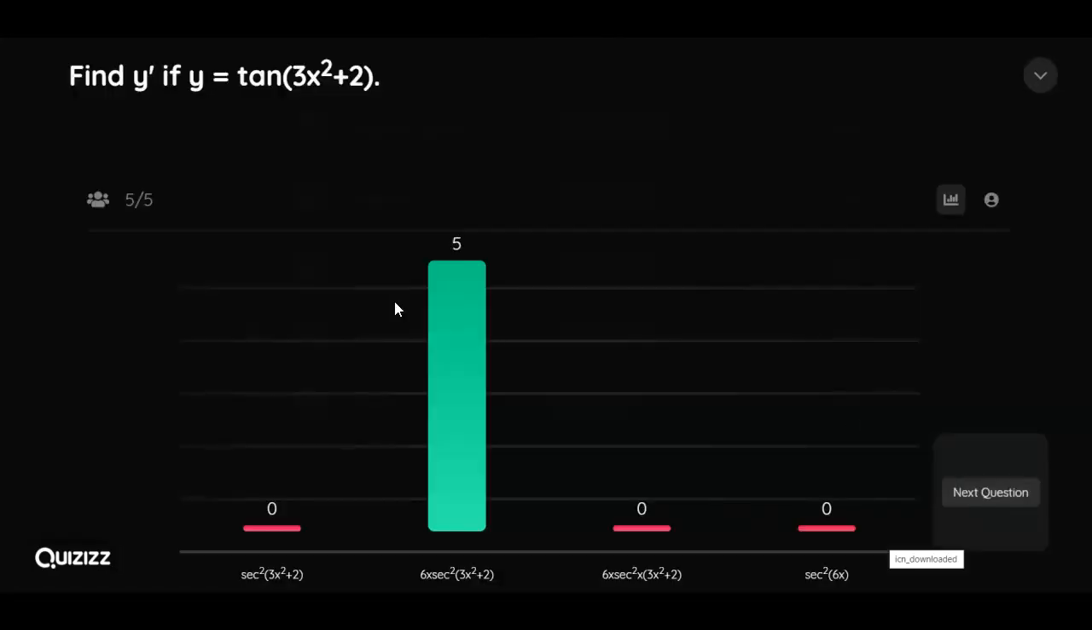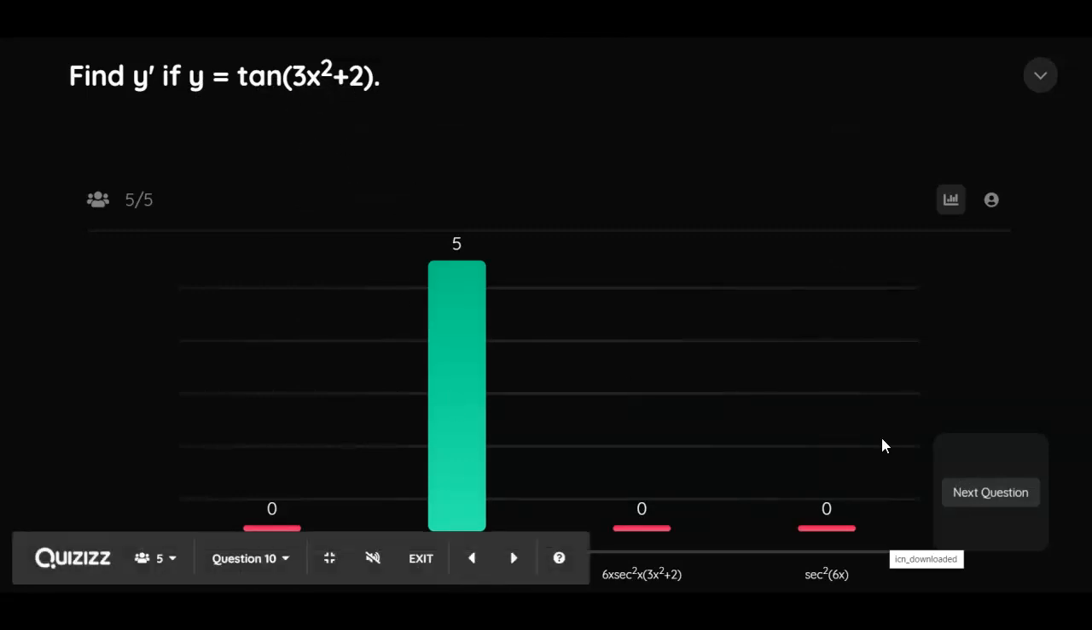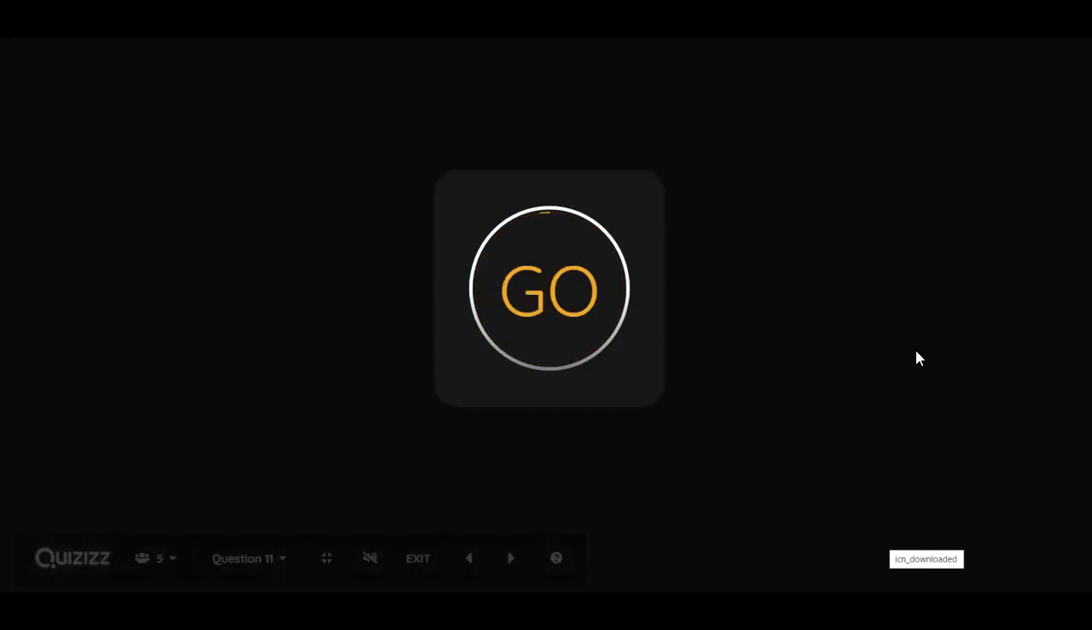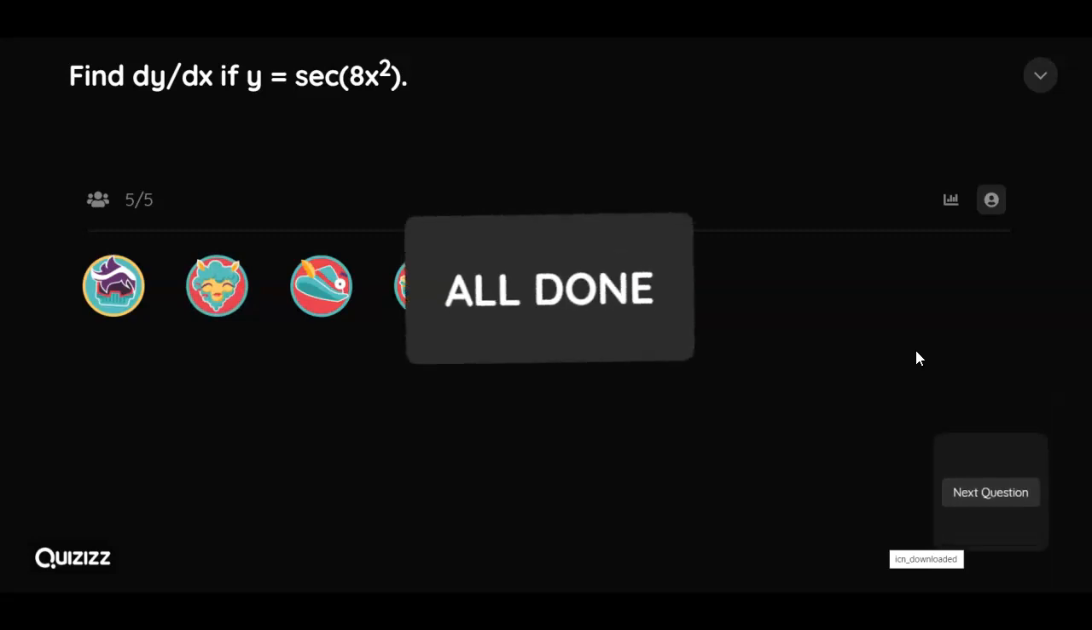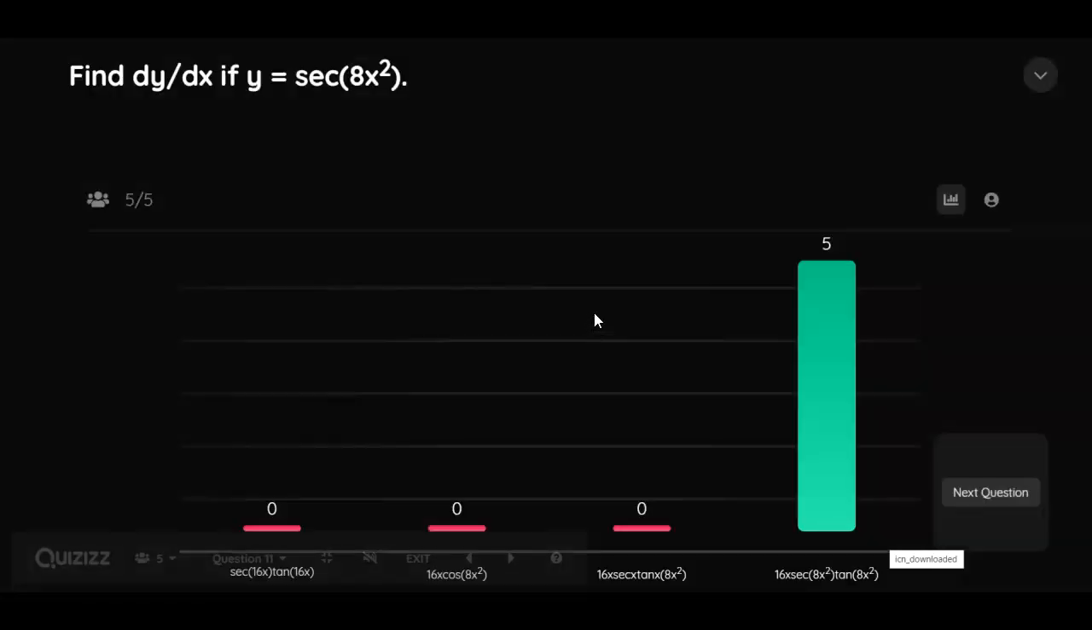Awesome. So, good job. The derivative of tan gave you secant squared, and then you had to multiply by the derivative of the inside. Great job. Awesome.